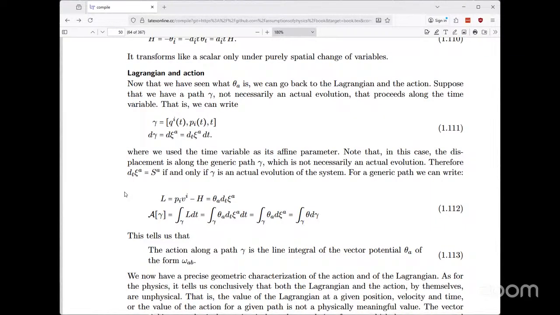Right, Lagrangian and action. Now that we have seen what theta A is, we can go back to the Lagrangian and the action. Suppose that we have a path gamma, not necessarily an actual evolution, that proceeds along the time variable. That is, we can write gamma as (q_i(t), p_i(t), t), and d gamma as d psi a, dt psi a, dt.